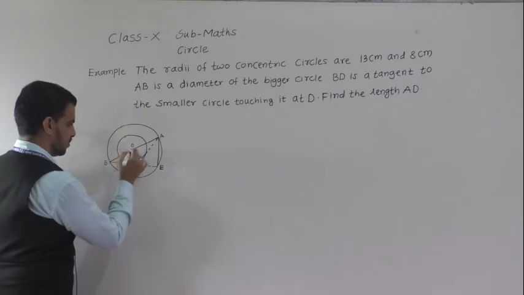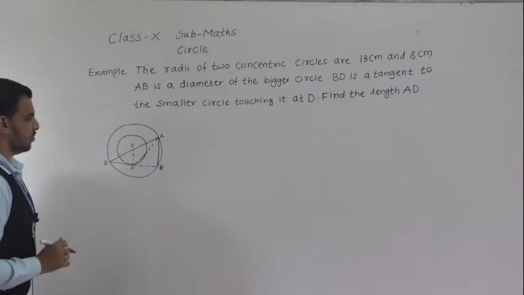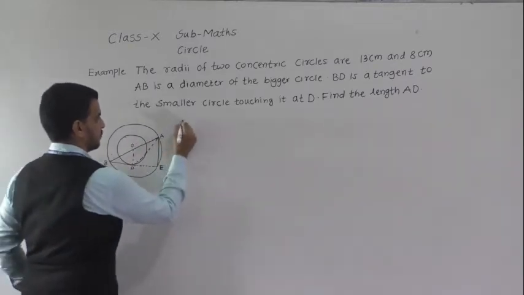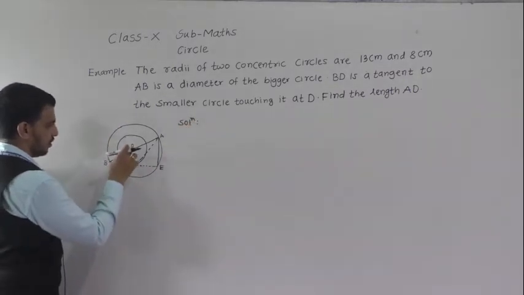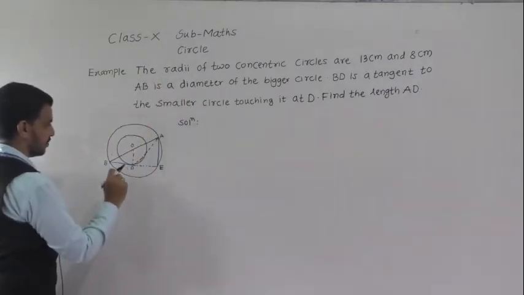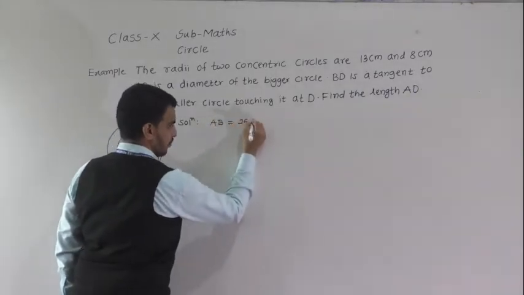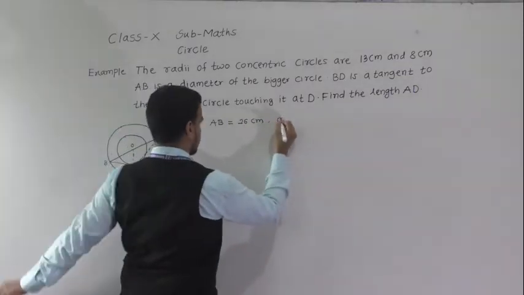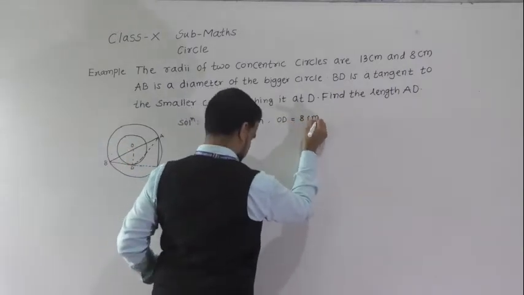Okay, and also we have to join this OD. Now we have to find first what is given here. So first you have to write given quantities. Here radius of two circles are given 13 cm and 8 cm. So AB is a diameter, so AB is equal to 26 cm. OD is the radius of the smaller circle, so OD is equal to 8 cm.